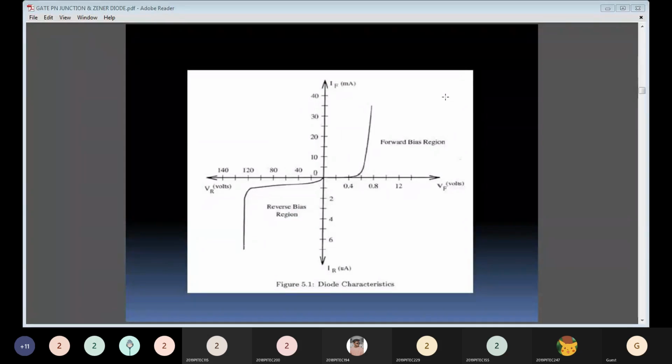So this is the VI characteristics of a PN junction diode under forward bias and reverse bias conditions. This graph shows that under forward bias conditions, when the positive terminal of the battery is connected to the P-type material and the negative terminal of the battery is connected to the N-type material, the current will grow linearly. Under reverse bias conditions, the flow of current is stopped, so it flows in the negative direction.